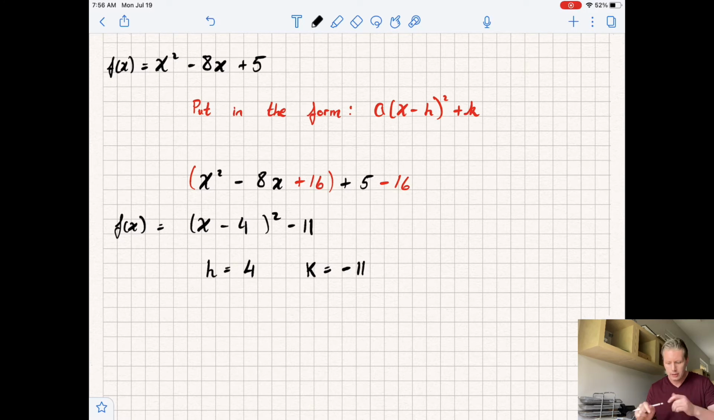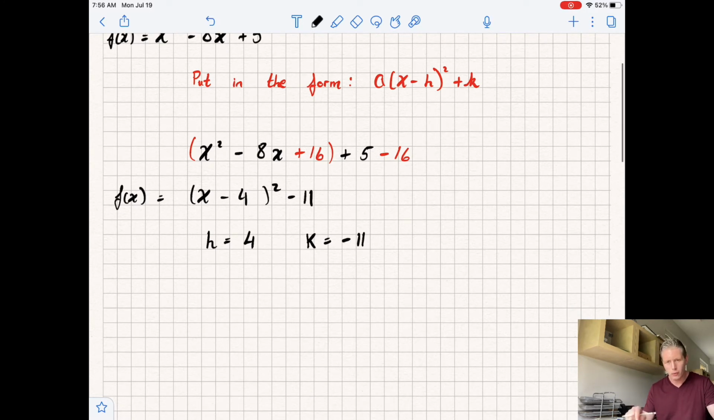But just for today, I want to talk about this h and k. What is this h and k? Well, it turns out that h and k, this 4 and this negative 11, happen to be the x and y coordinates, respectively. H is the x coordinate, k is the y coordinate, of the vertex of your parabola. We know that a quadratic function will make a parabola, and h and k are the vertex of that parabola.